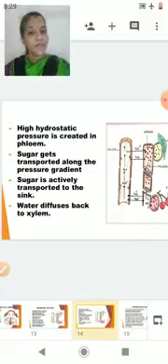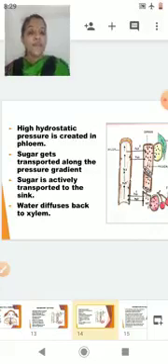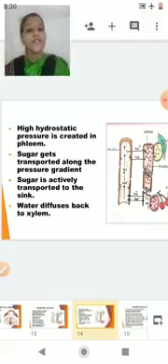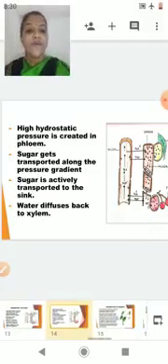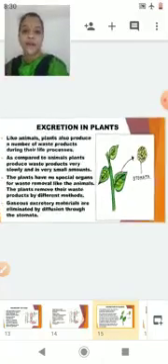Sugar will be transported to the sink and water diffuses back into the xylem. So my dear students, this marks the end of transportation of food in case of phloem. So we have completed with transportation in animals and transportation in plants. Now we will move to the next slide, and here we are going to study about excretion in plants.